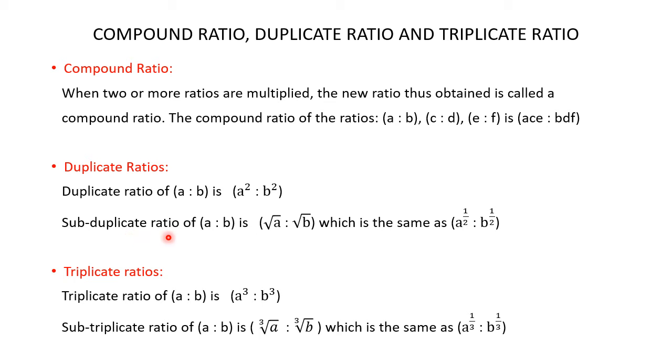Subduplicate ratio of A is to B is square root of A is to square root of B, which is the same as A raised to the power 1 by 2 is to B raised to the power 1 by 2. Triplicate ratio of A is to B is A cubed is to B cubed. Subtriplicate ratio of A is to B is cube root of A is to cube root of B, which is the same as A raised to the power 1 by 3 is to B raised to the power 1 by 3.